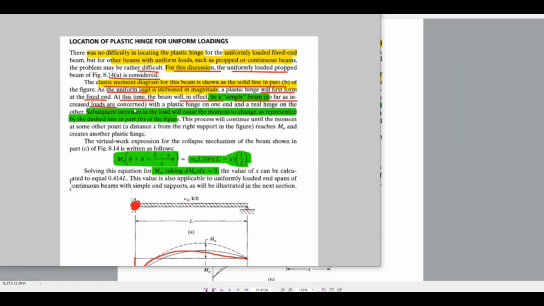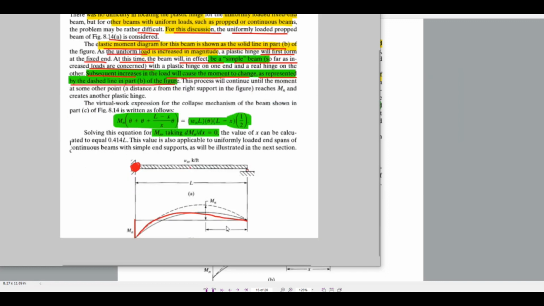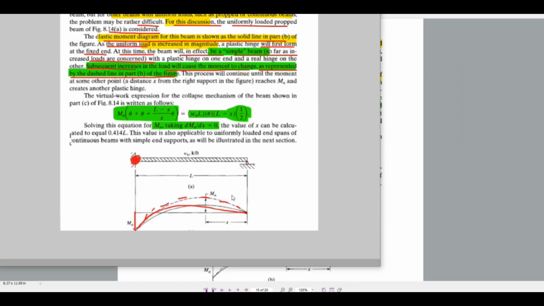As far as increased loads are concerned, with the plastic hinge on one end and a real hinge on the other end, a subsequent increase in the load will cause the moment to change, as represented by the dashed line in part B. It will start to change, as shown in the dotted line. Once the plastic hinge forms, the moment will start going like this.